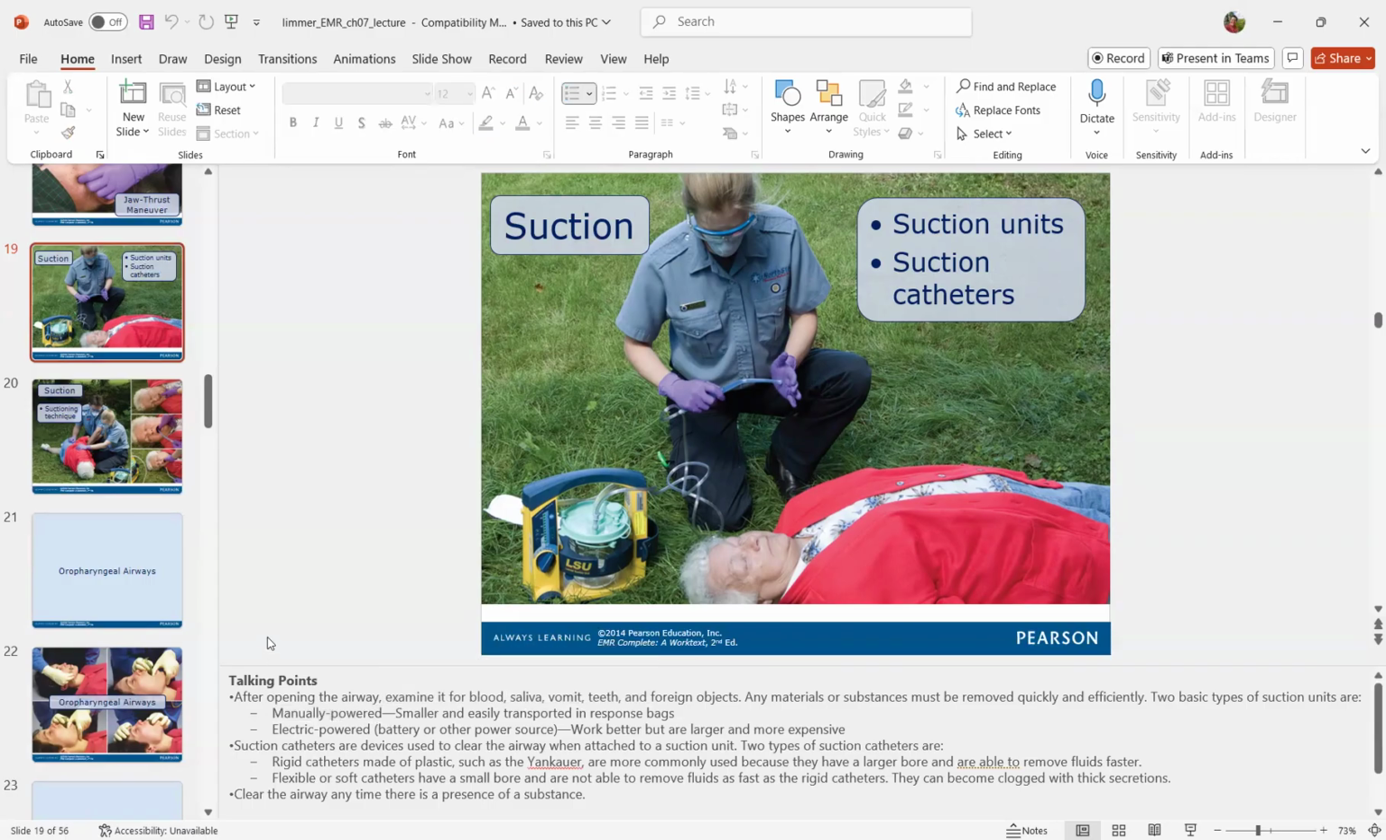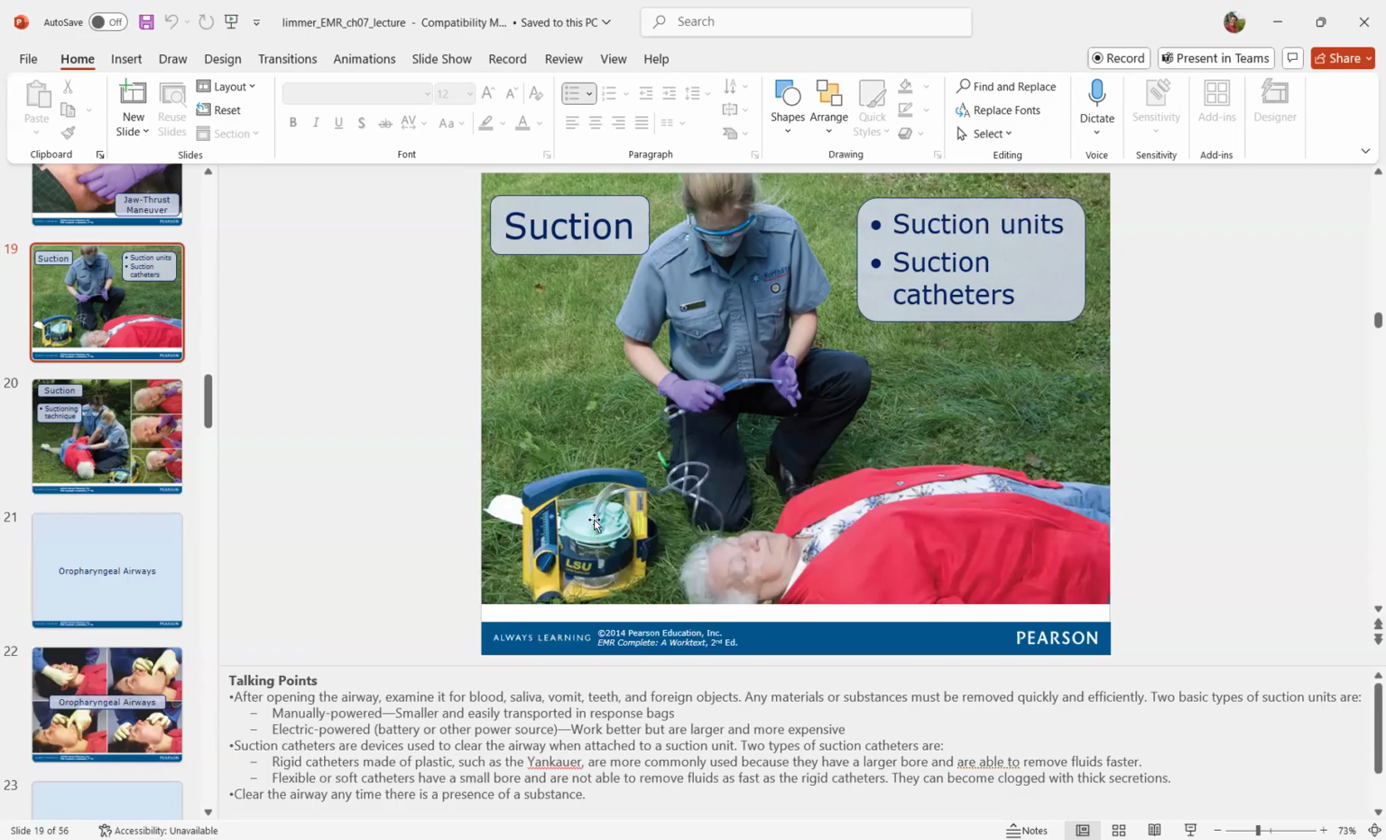Suction catheters are devices used to clear the airway when attached to the suction unit. The rigid catheters are made of plastic. This is called a Yankauer tube, what he has in his hand right here. It typically has a hole in the end that you cover, and you put it in the patient's mouth and then uncover the hole, because we suction on the way out. It goes through this tubing and collects into this container.